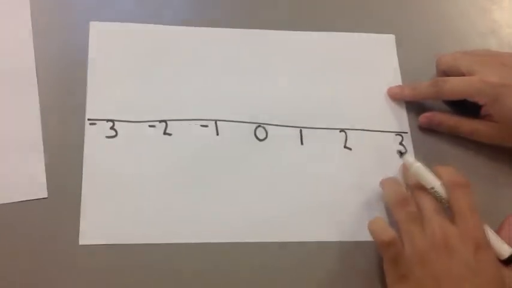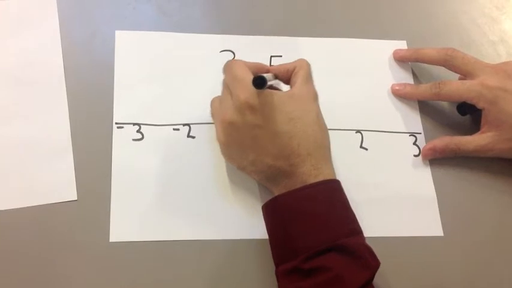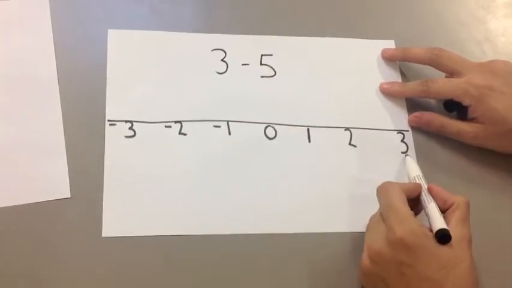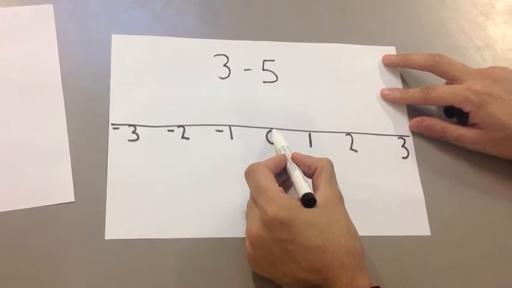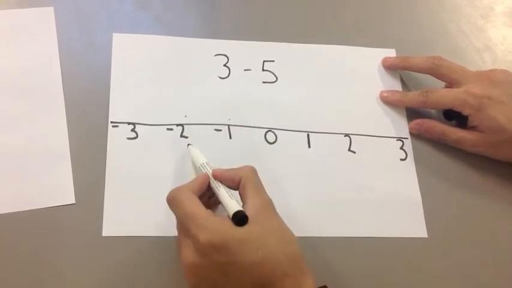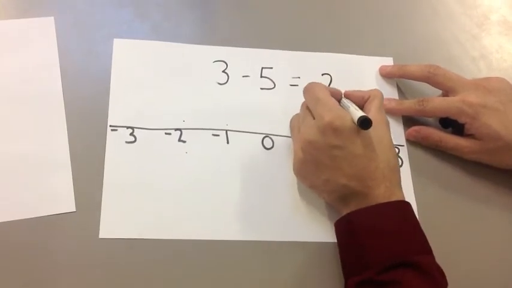So, if I had my sum, which was 3 take away 5, all I do is, as I know, 3 minus 3 is 0, and then take away 2: 1, 2, equals -2. So 3 take away 5 equals -2. And that's how you do negative numbers with your child at home.